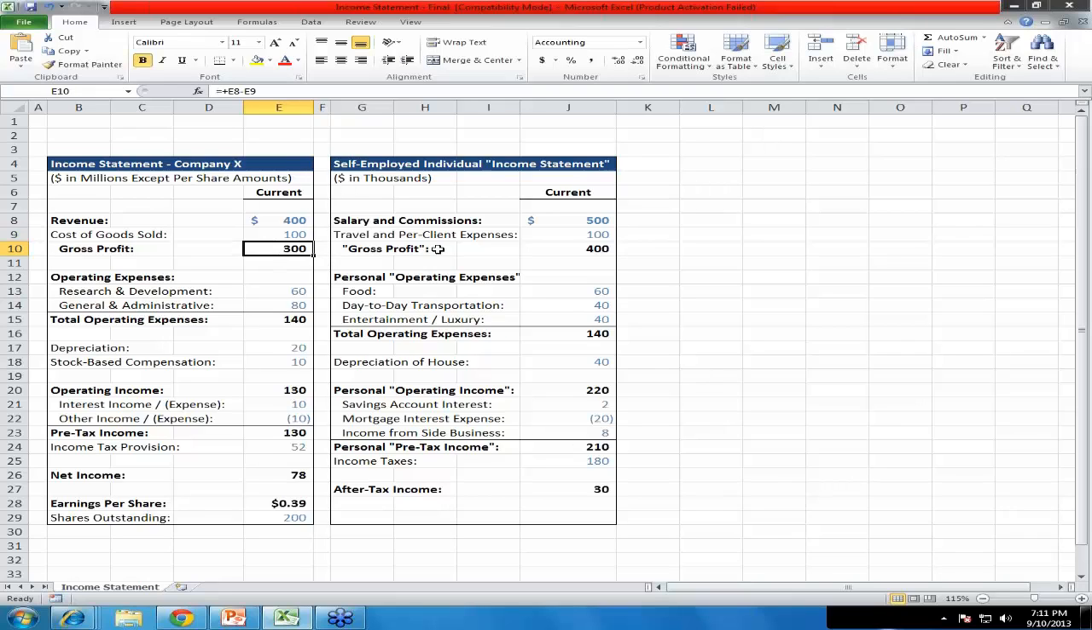When you take out the attributable variable cost from your revenue, that gives you your gross profit, which in this case happens to be $300. Here, you can equate it directly to how, when we are generating $100 of expenses for traveling to a particular client, the $400 is the gross profit that you generate.